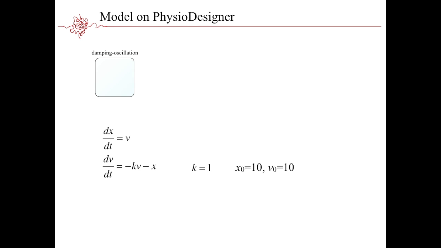Now let's create a model of the damping oscillator on PhysioDesigner. The equations that we need to implement are these two ordinary differential equations. Let's set the parameter k as 1, and the initial values for x and v are 10. From now, we will show the modeling process on a movie.